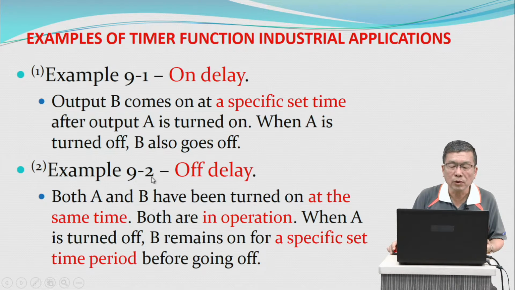Example 2. Off delay. Both A and B have been turned on at the same time. Both are in operation. When A is turned off, B remains on for a specific set time period before going off.